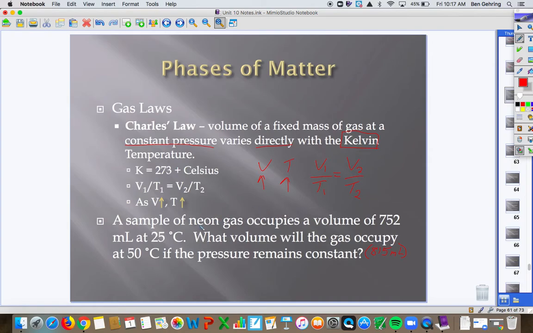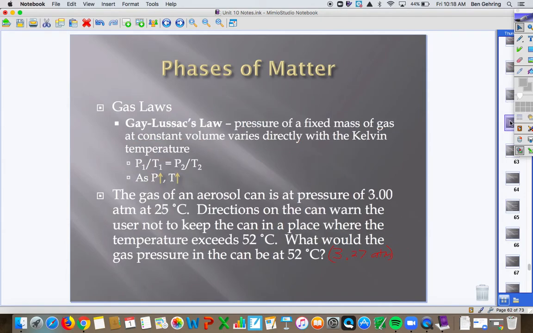So here's your practice question. A sample of neon gas occupies a volume of 752 milliliters at 25 degrees Celsius. What volume will the gas occupy at 50 degrees Celsius if the pressure remains constant? Work through this. Hopefully your answer matches mine at 815 milliliters. If it doesn't, let me know. Chat with me. We'll figure out where we deviated on this.